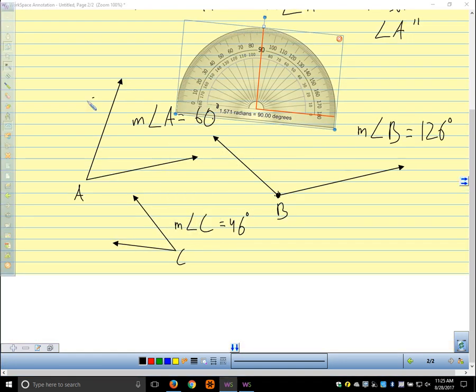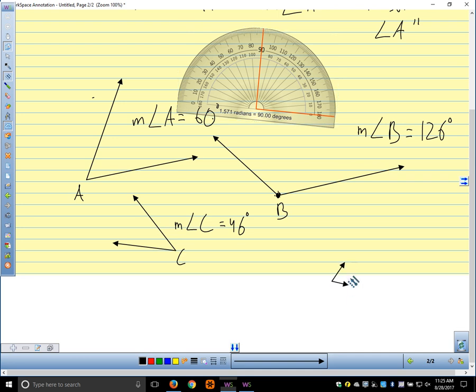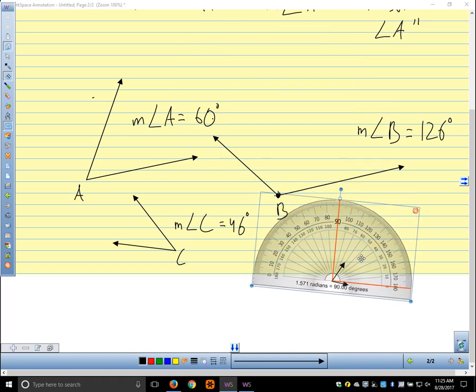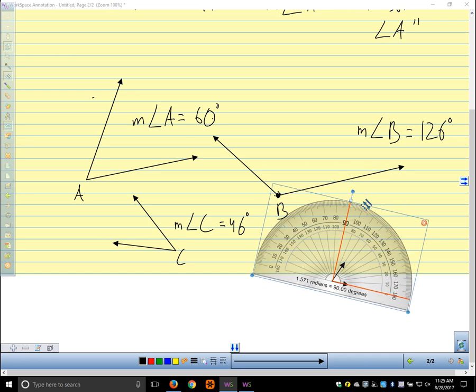Now what if you're measuring an angle that's in your textbook or something and it's tiny? And I put my protractor on there and I line it up, but I can't tell, is this exactly 70 degrees? Is it a little more? Is it a little less? So if we can't tell for sure, what can we do?